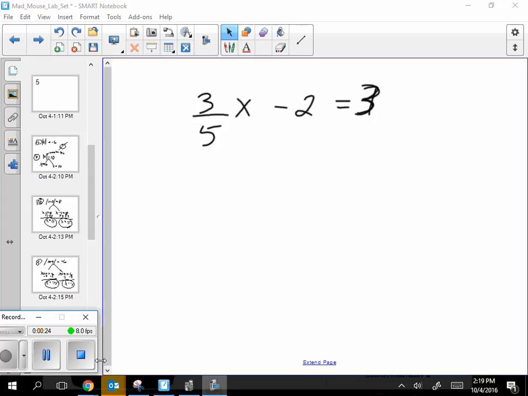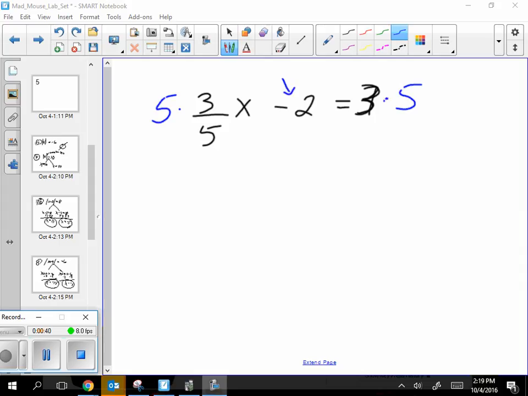A 5. But here's the mistake a lot of people make. They know to multiply this by 5, and they know to multiply this by 5, but what do they forget? Not the 3 is getting multiplied by 5. The negative 2, yes, somebody said the negative 2. That has to get multiplied by 5 also. You have to do it to all 3 parts.